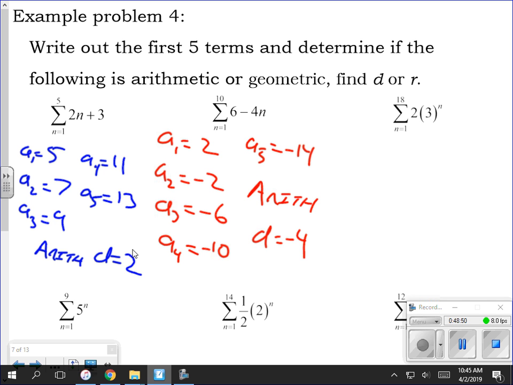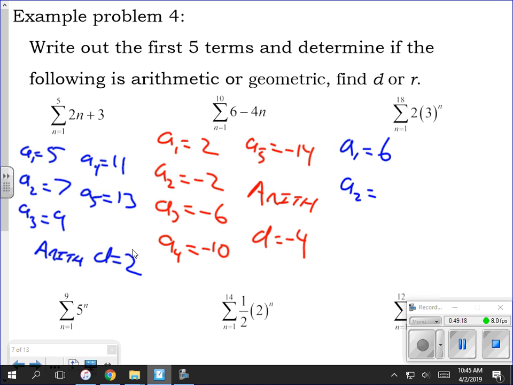So I look at the next one. No, we are not doing the first 18 terms. There are 18 terms in that series. We're not doing the first 18. We're only doing the first 5. So plug in 1 for n. So a sub 1. Plug in 1. So I have 3 to the first, which is 3 times 2, which is 6.